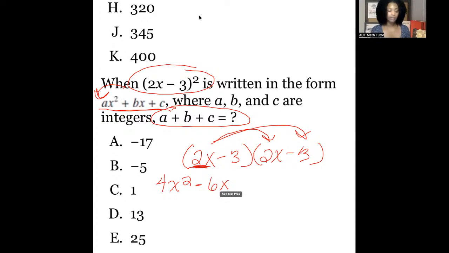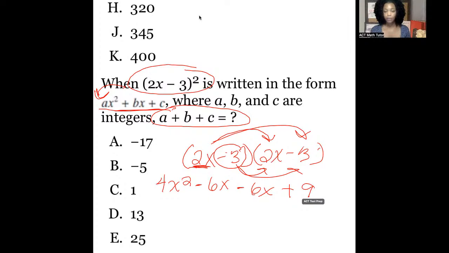So 2x times 2x is 4x squared, and then 2x times negative 3 will be negative 6x. And I'm going to repeat that process. I'm going to take this term and multiply it by both. Negative 3 times 2x is negative 6x. And then negative 3 times negative 3 will give me a positive 9.